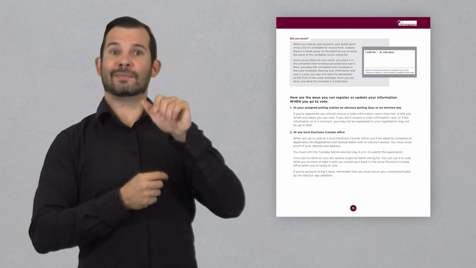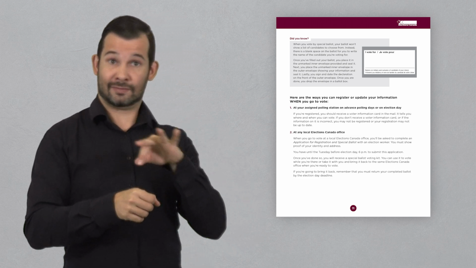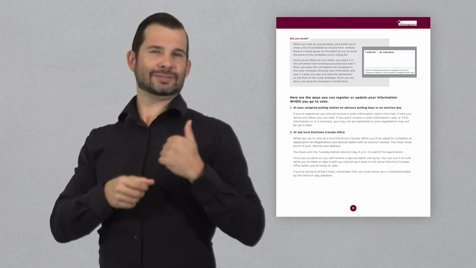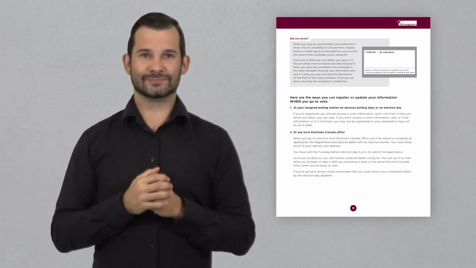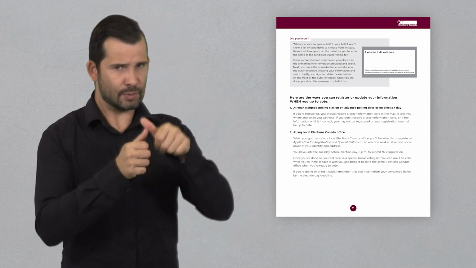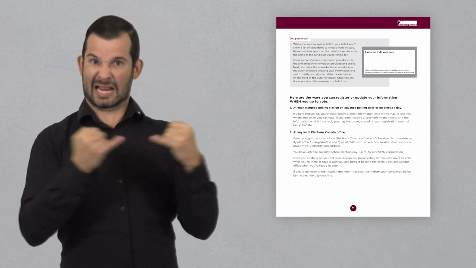Once you have done so, you will receive a special ballot voting kit. You can use it to vote while you're there, or take it with you and bring it back to the same Elections Canada office when you're ready to vote. If you're going to bring it back, remember that you must return your completed ballot by the Election Day deadline.